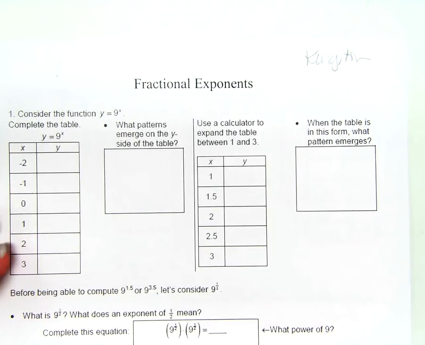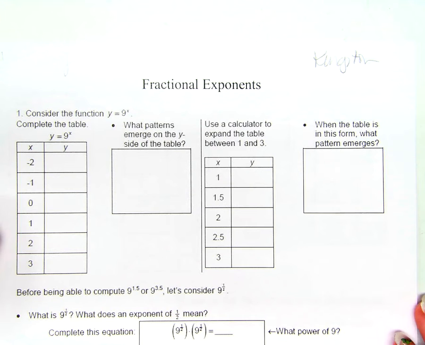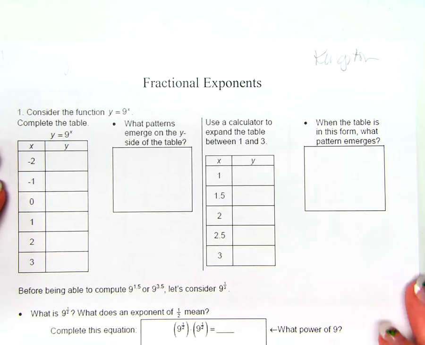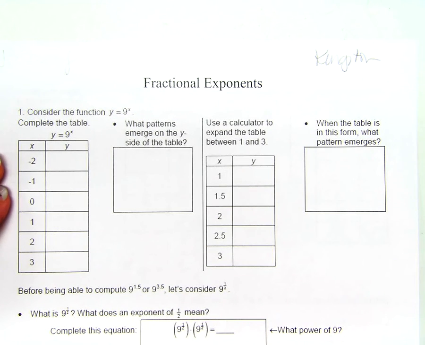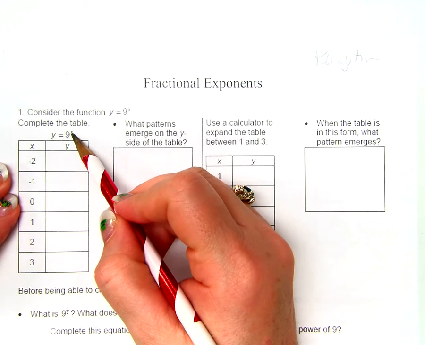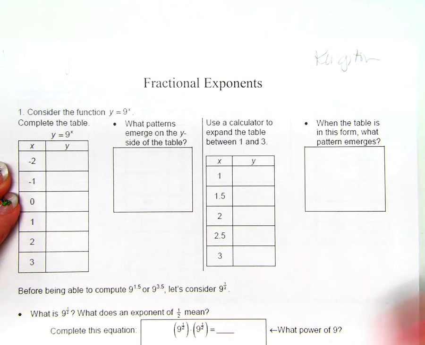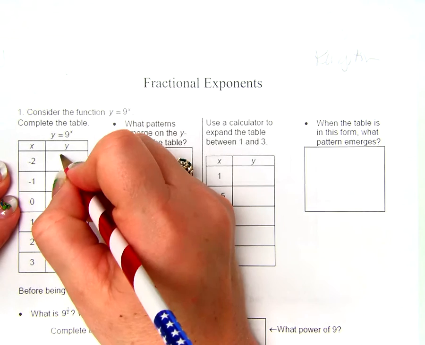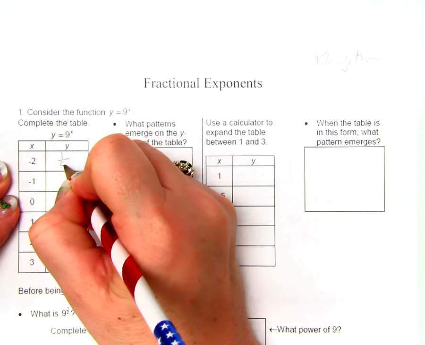Okay, so here's a road we're starting to travel on today. Consider the function y equals 9 to the x power. Complete the table. I don't want to take the time to use my calculator. I just need to be able to do this. 9 to the negative 2 power. Remember we just said that if it's a negative exponent, we move it to the denominator. So we have 1 over 9 squared. What is 9 squared? How about 81?